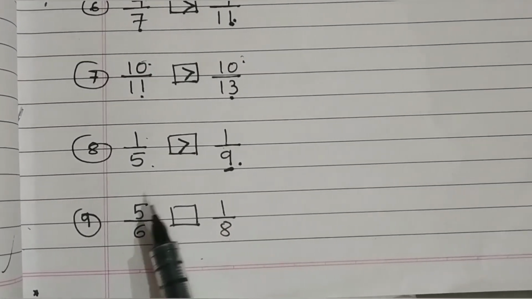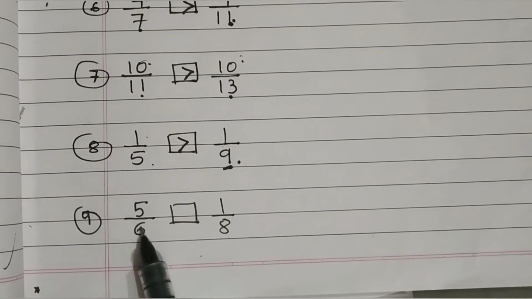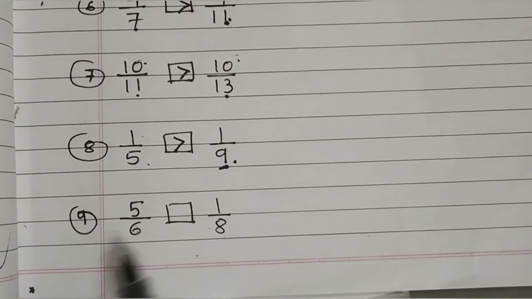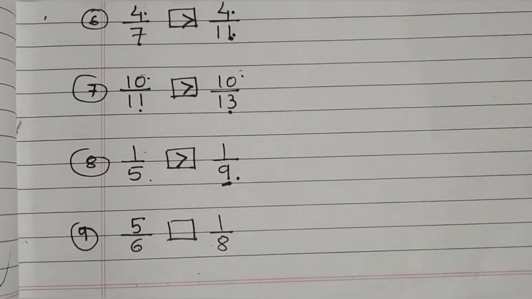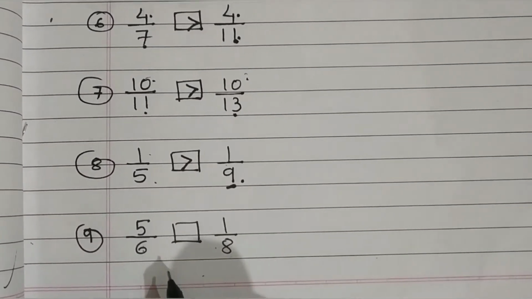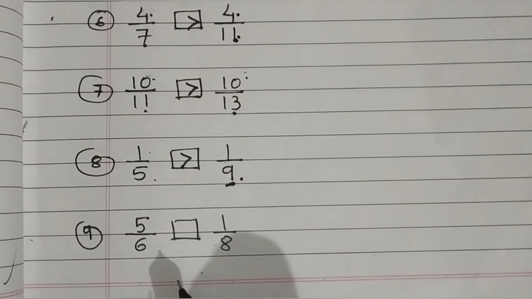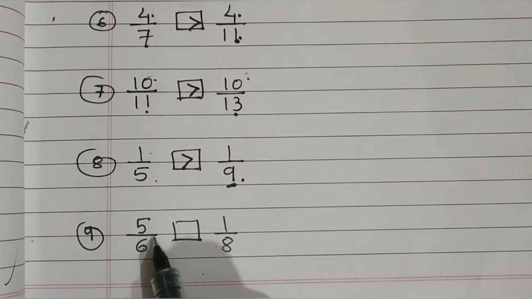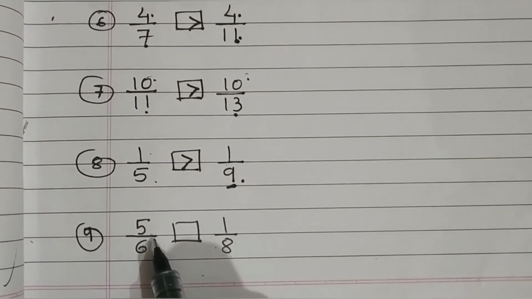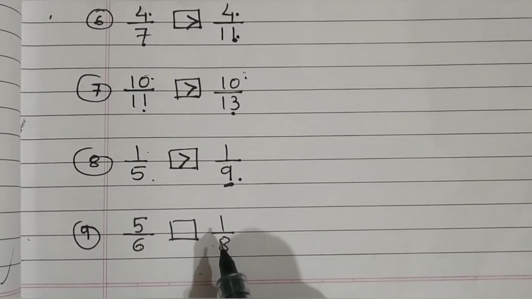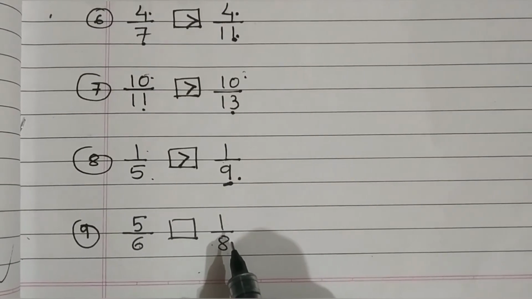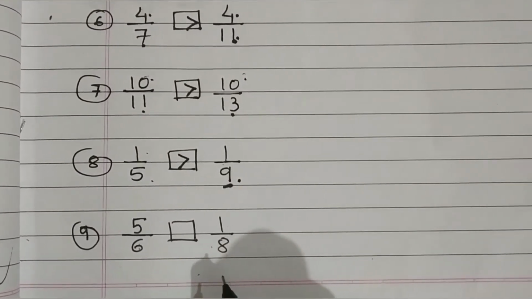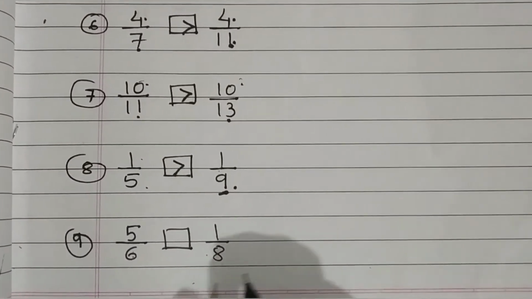You can see here denominators and numerators are different. So what we have to do? We have to make them equal fraction, right? So 5 by 6, 5 by 6. If we multiply this number by 4, we will get denominator as 24. And if we multiply this 1 by 8 by 3, we will get denominator as 24. Okay, we have seen this.